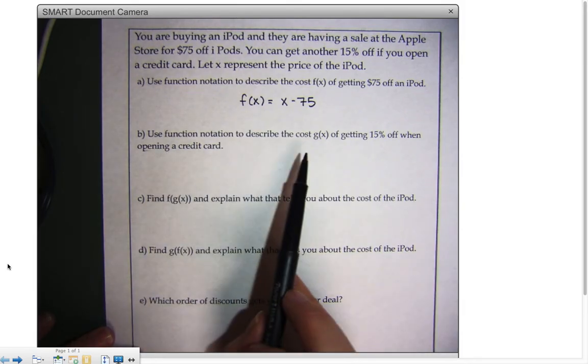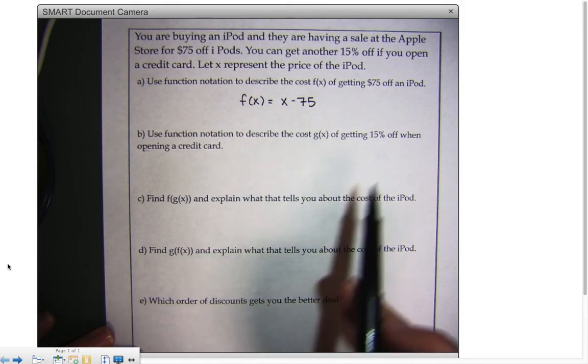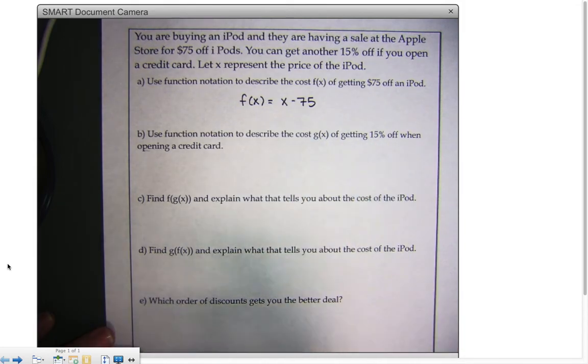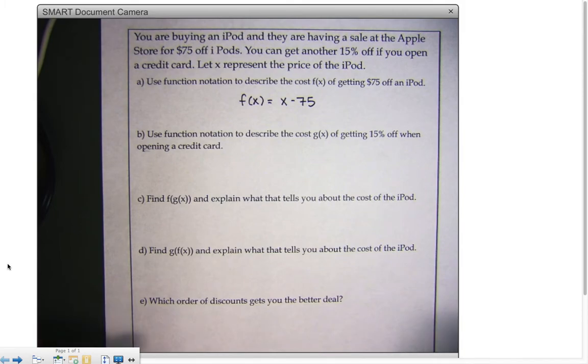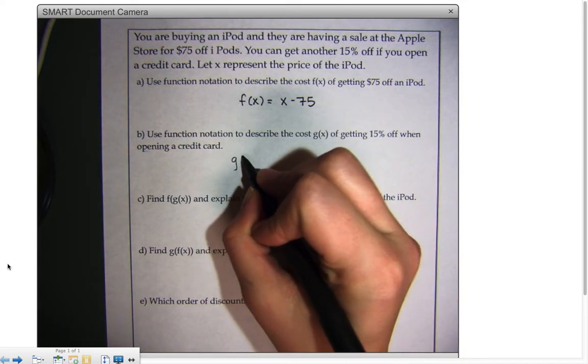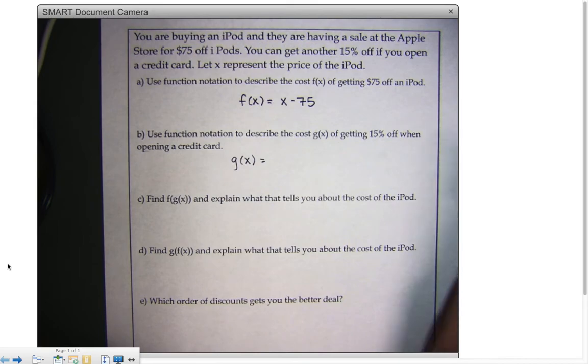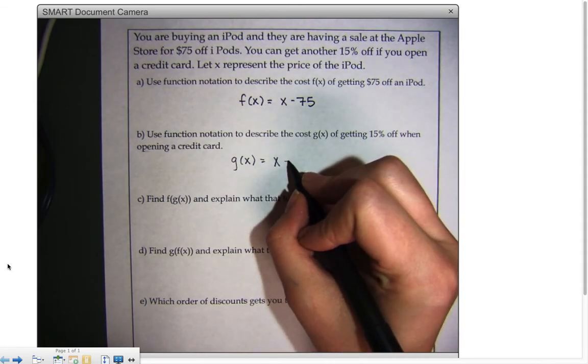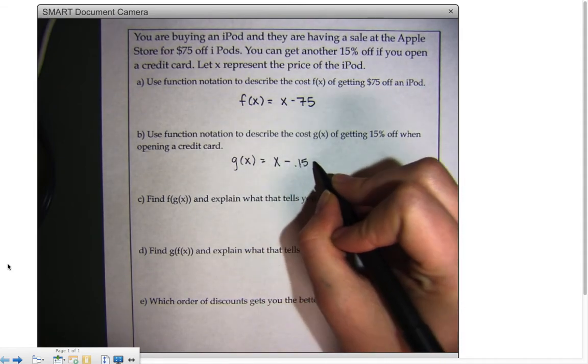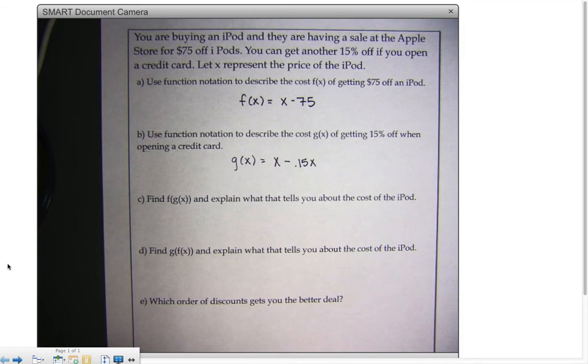Use function notation to describe the cost g of x of getting 15% off when opening a credit card. So let's say I just got that. I didn't get the $75 off. I just got 15% off. I would represent that by taking the entire price of the iPod and subtracting 15% off of the cost of the iPod.